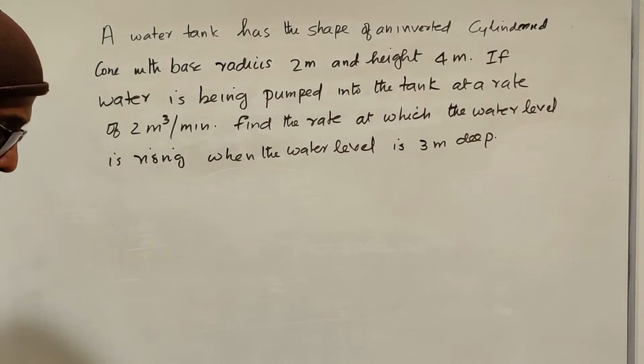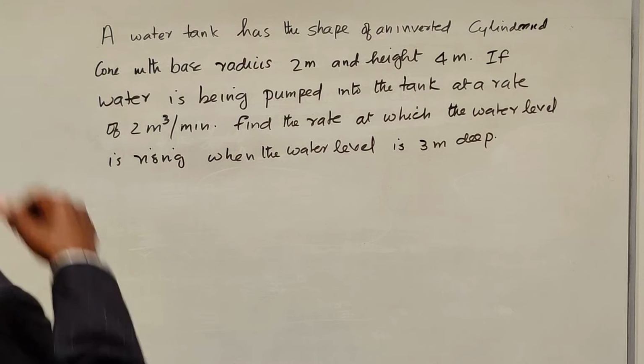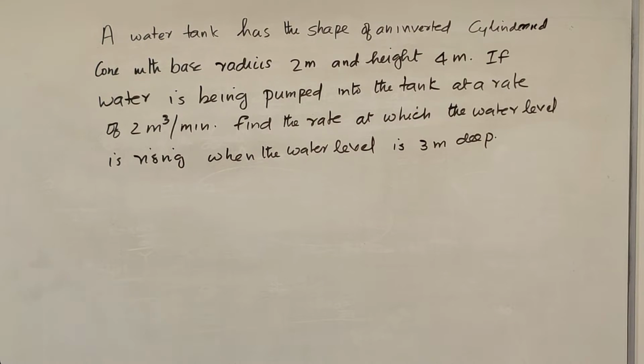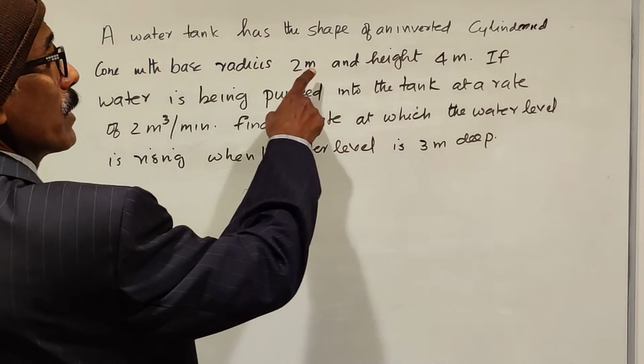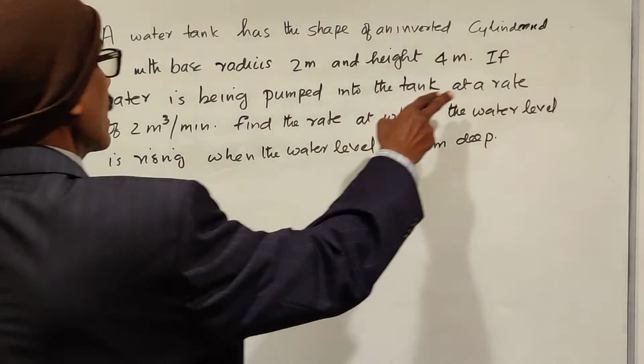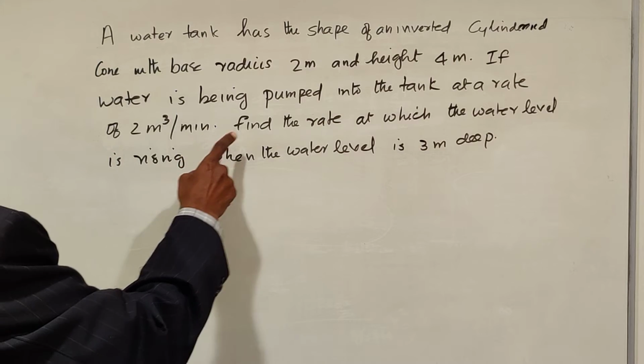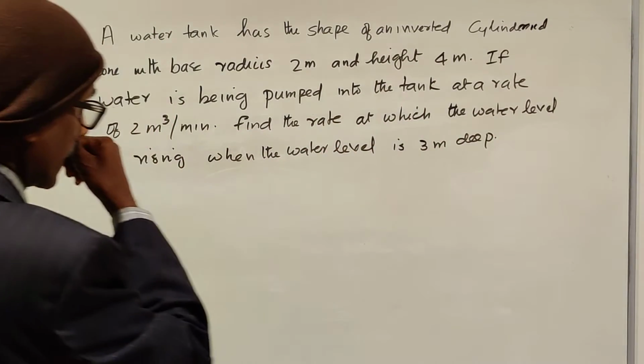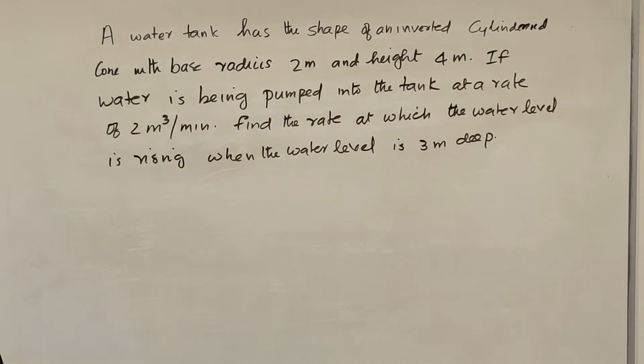Okay, I'm going to read the question. A water tank has the shape of an inverted cylindrical cone with a base radius 2 meter and height 4 meter. If the water is being pumped into the tank at a rate of 2 meter cube per minute, find the rate at which the water level is rising when the water level is 3 meter deep.